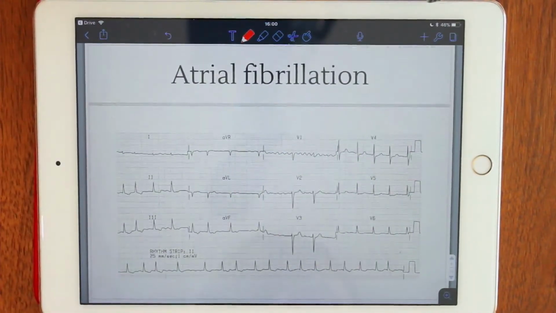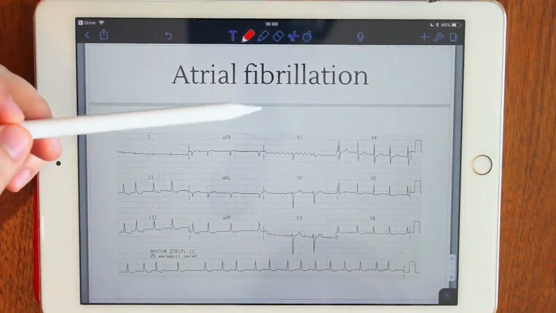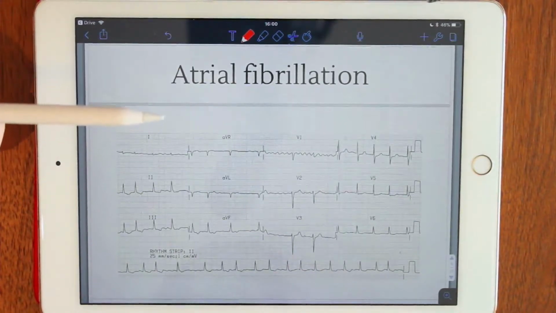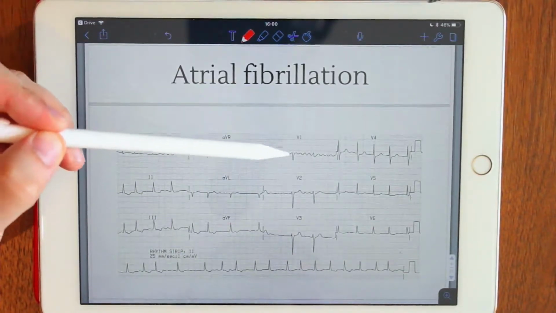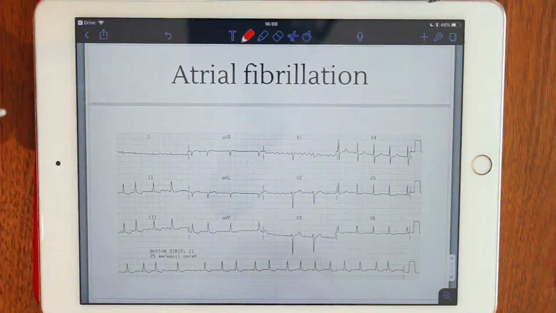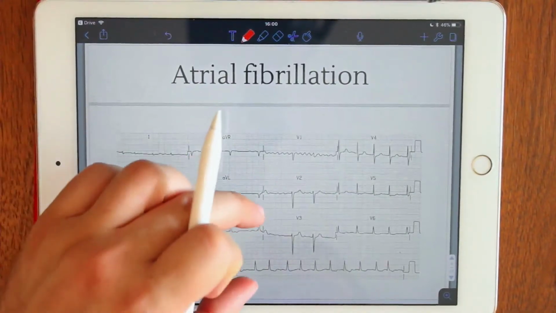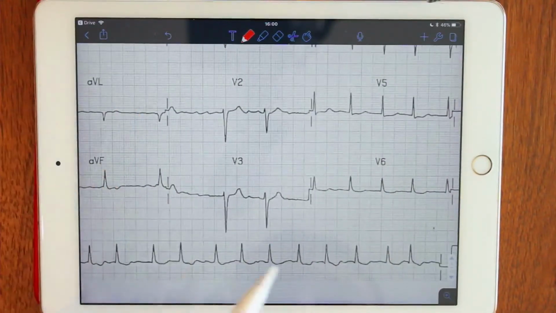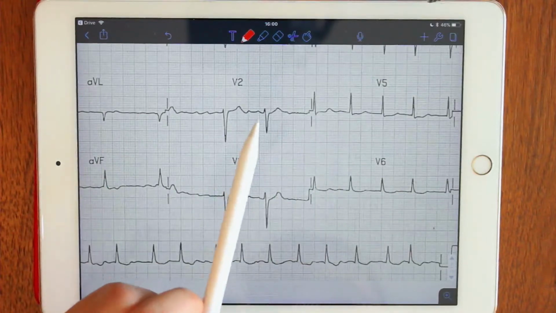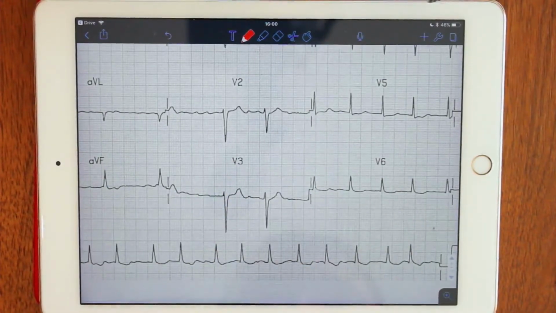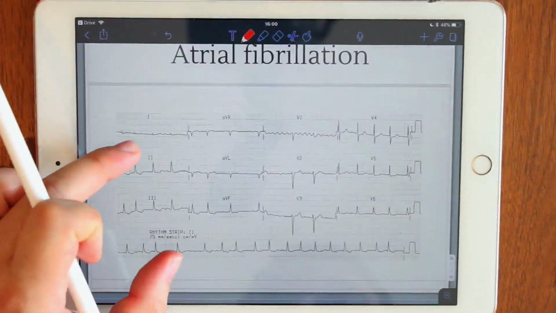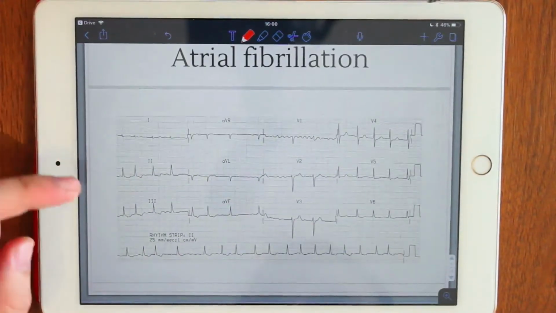This is an interesting case because you might be tempted looking at AVR and V1 to call this a flutter due to this sawtooth appearing pattern. But importantly with a flutter, that sawtooth pattern will be visible in all leads. If we look at the rhythm strip and the precordial leads, we clearly don't see that sawtooth pattern here. We see no distinct P waves, and we see an irregularly irregular rhythm here. And so we can safely diagnose this as atrial fibrillation.